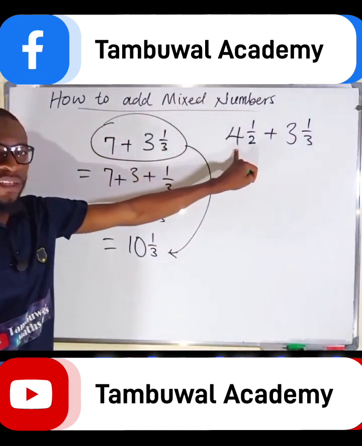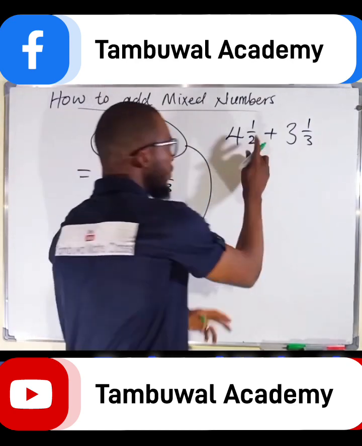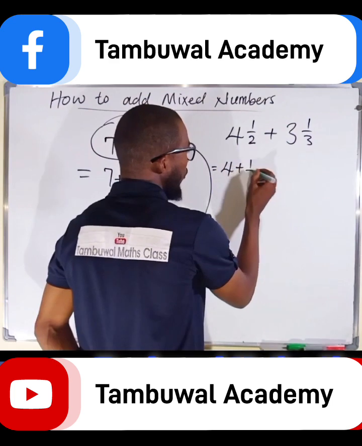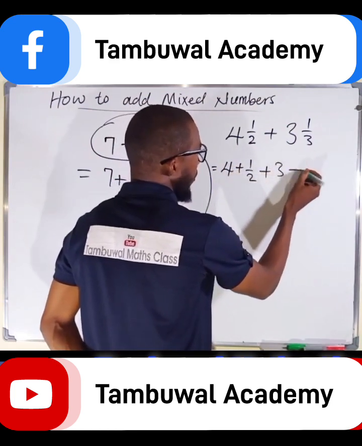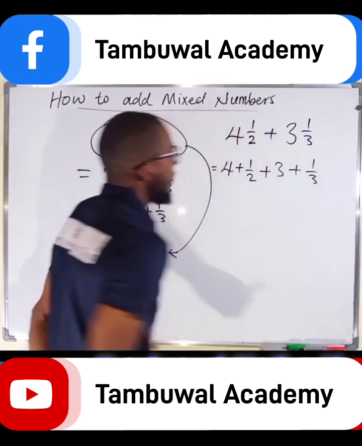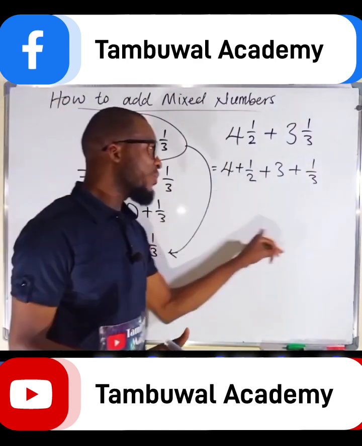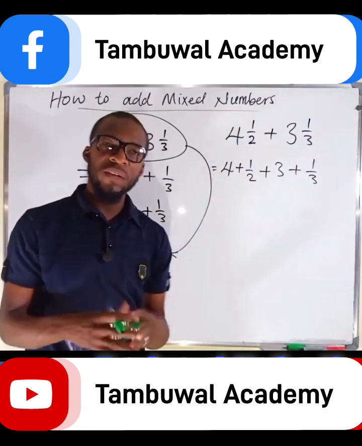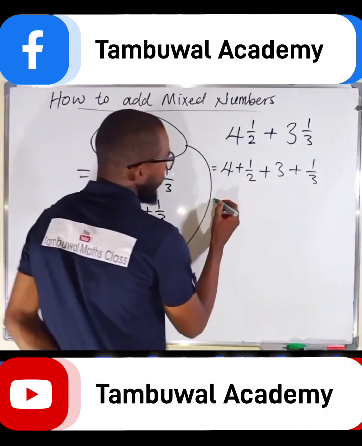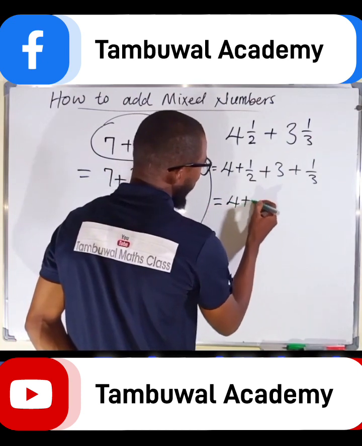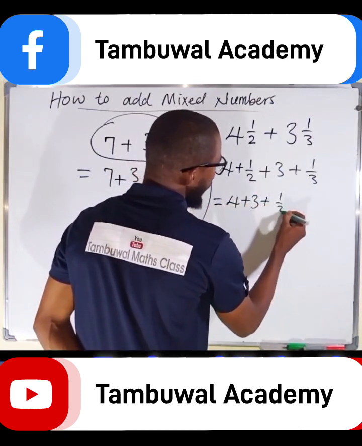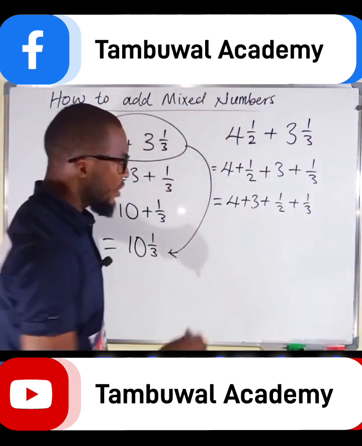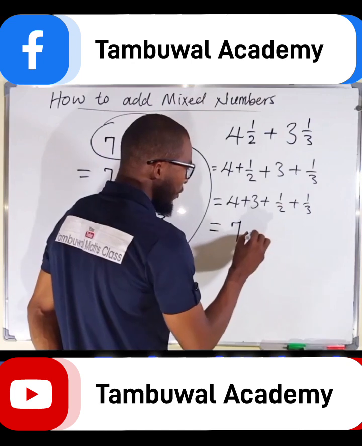Okay, each of these can be expressed as a sum of a whole number and a fraction, so we can do that. This is 4 plus 1 over 2 plus 3 plus 1 over 3. Now, like terms, we have fraction, we have whole number and whole number. So we add whole numbers together and fractions together. So this is going to be 4 plus 3, then plus 1 over 2, plus 1 over 3. If you add the two whole numbers together, 4 plus 3 is equal to 7.